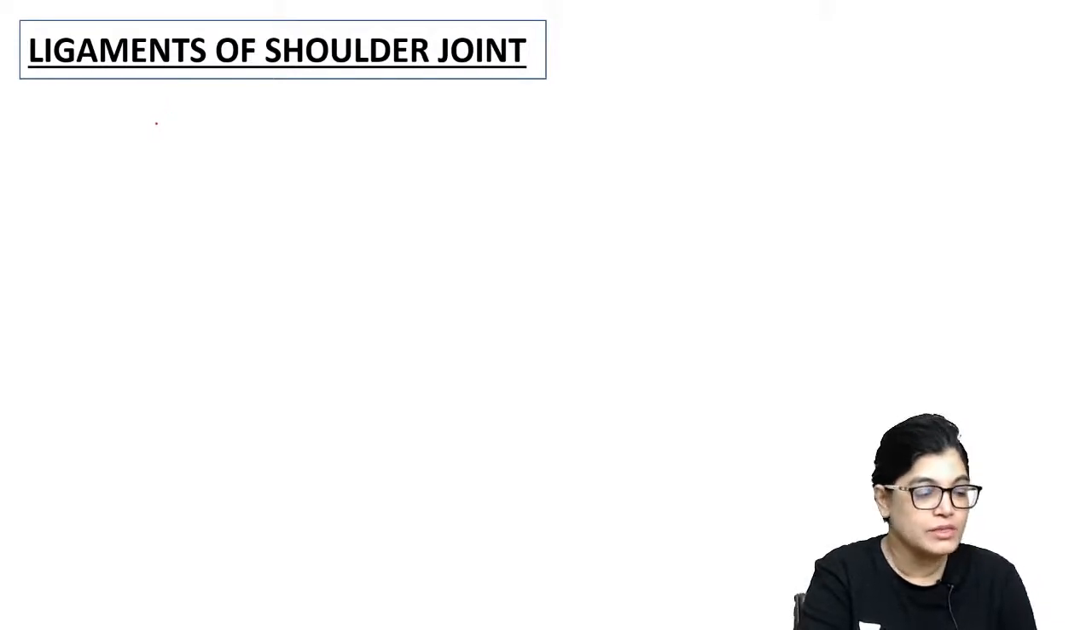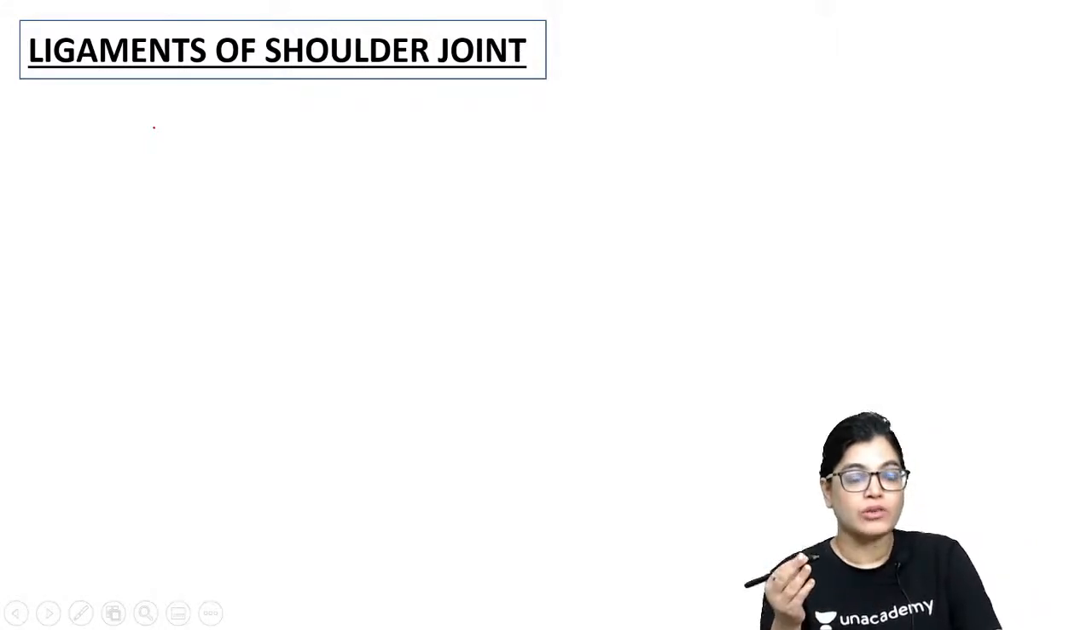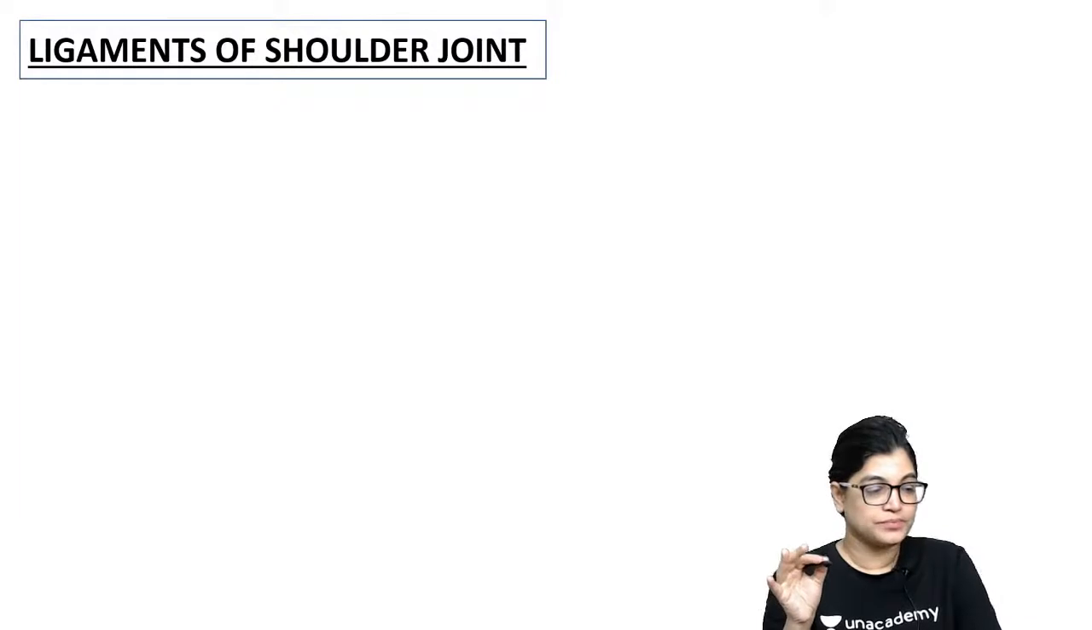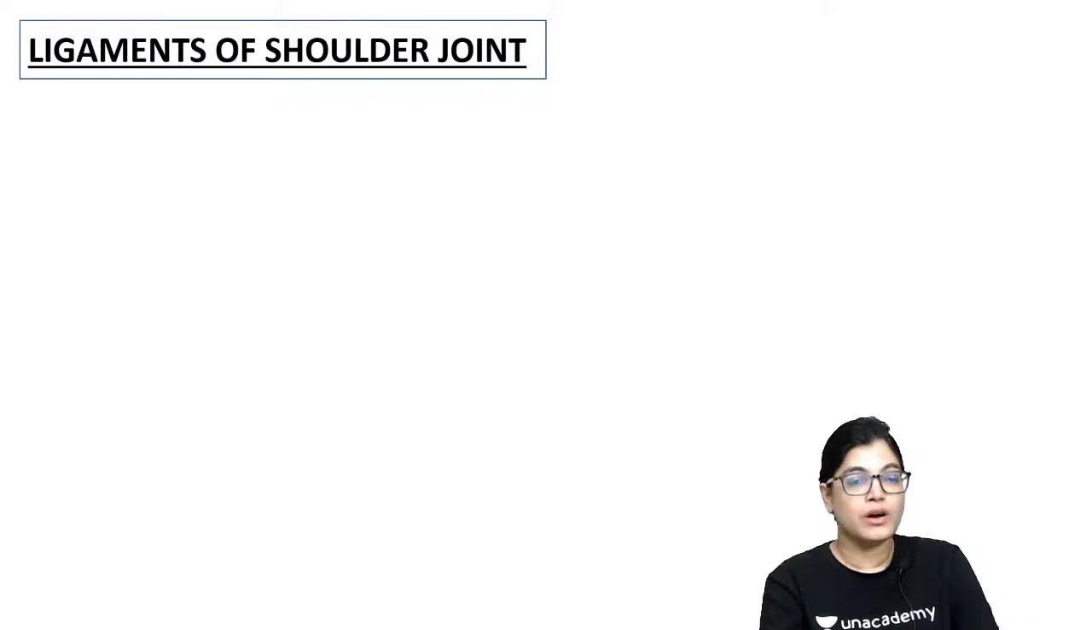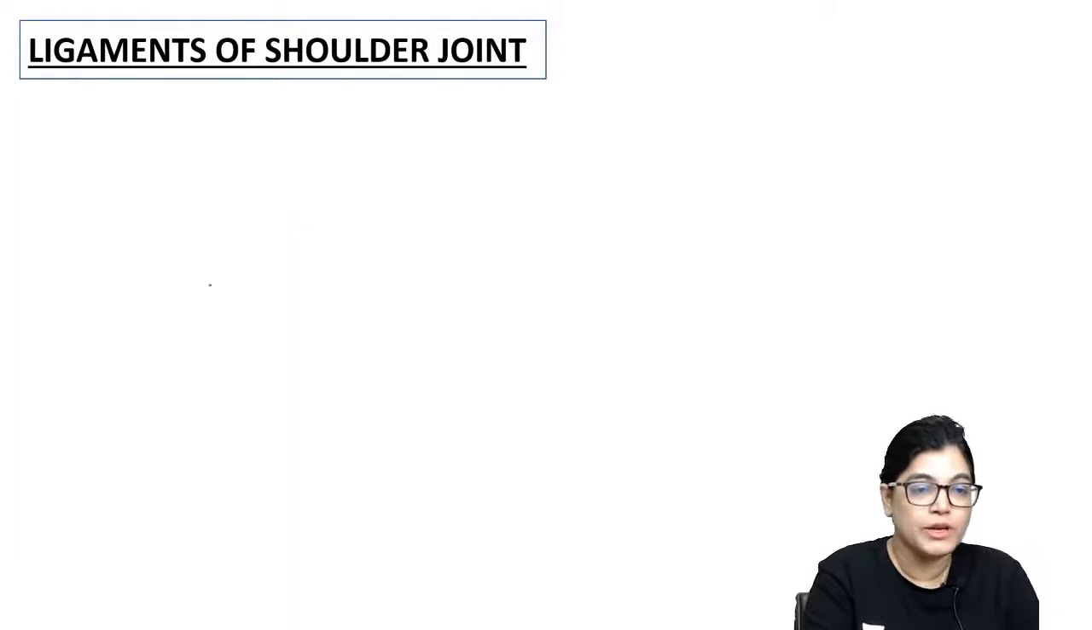So let me firstly enumerate the names of the ligaments of the shoulder joint, and then I will also tell you about the details of each individual ligament. Each ligament we will study in detail. So let me firstly write the names of the important ligaments which we are going to study today.